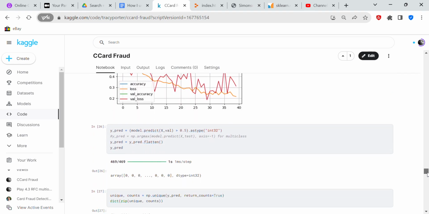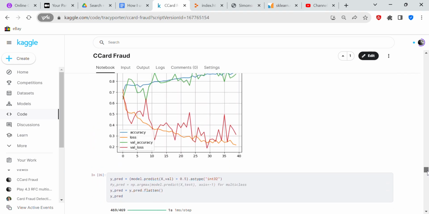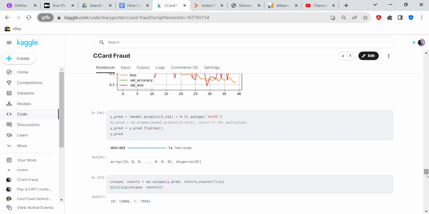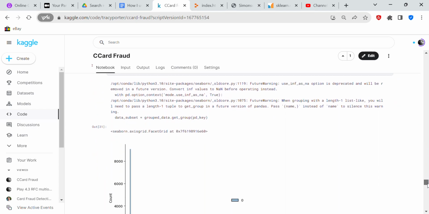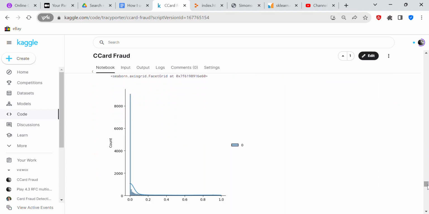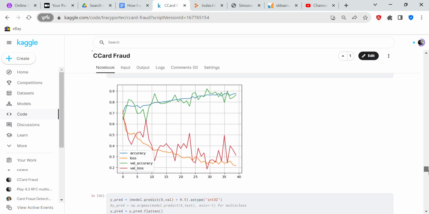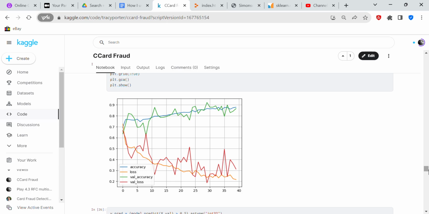But when we tried to make predictions on the test set, that's where we had problems. And so what you could do is you could try to use a different optimizer. And if you try to use a different optimizer, then there's a possibility that the accuracy could improve.